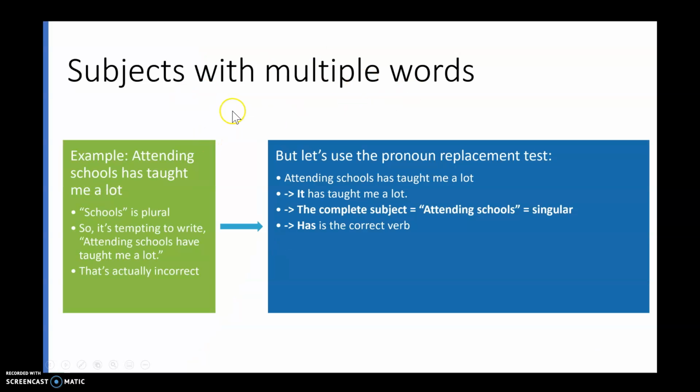So with subjects with multiple words, let's say we're looking at a sentence like "attending schools has taught me a lot." Well, schools is plural, so it's tempting to write "attending schools have taught me a lot." But that would actually be incorrect, and you can hear that it sounds wrong. But we can use the pronoun replacement test to go into more detail on that. "Attending schools has taught me a lot." So replace it with it: "It has taught me a lot." The complete subject, attending schools, equals singular. That means that "has," not "have," is the correct verb there.